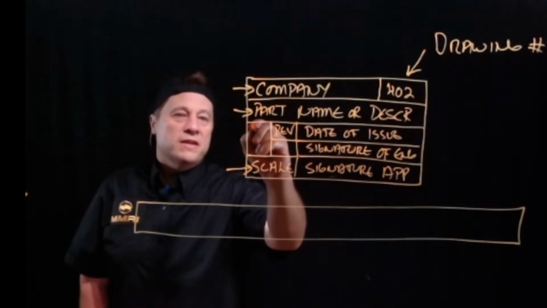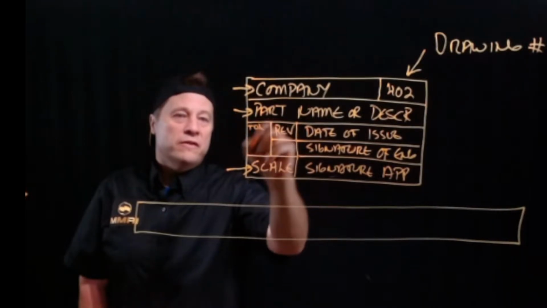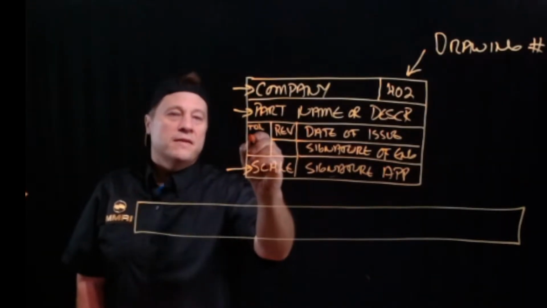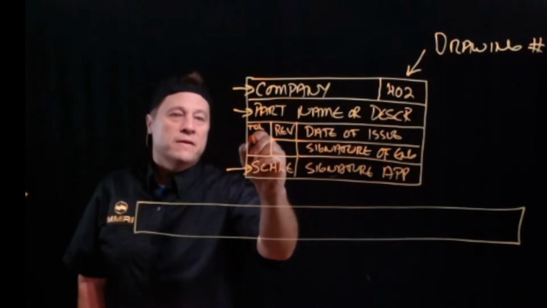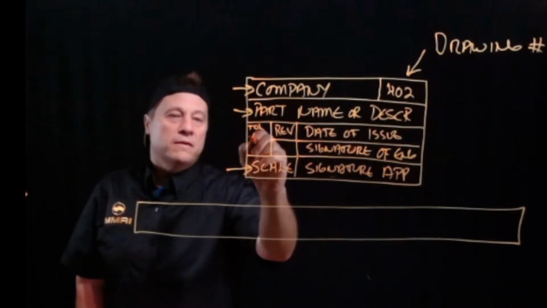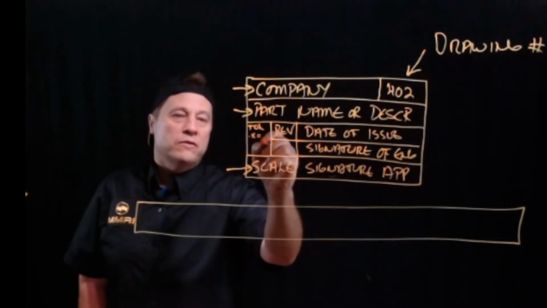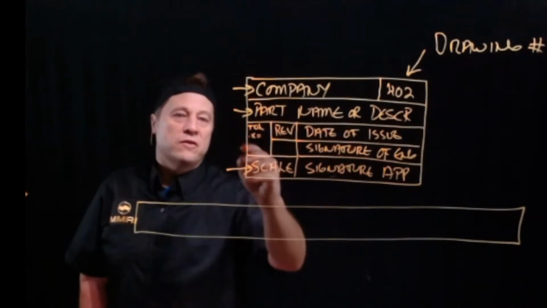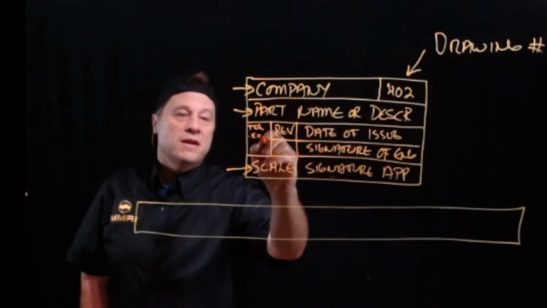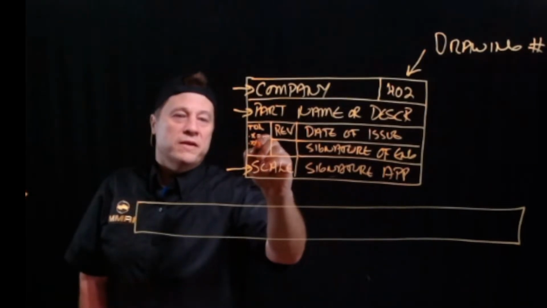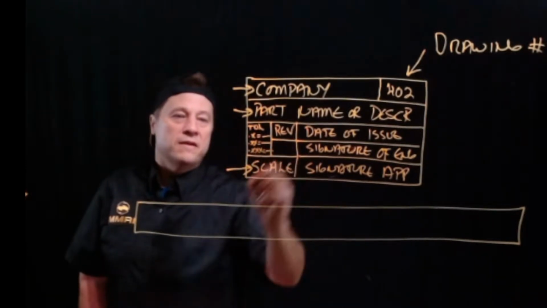You might also see, and usually you do, a tolerance box. And that tolerance will tell the operator what the tolerance of general dimensions are. So anything with 1 decimal place will have a tolerance here. Anything with 2 decimal places here. Anything with 3 decimal places here.